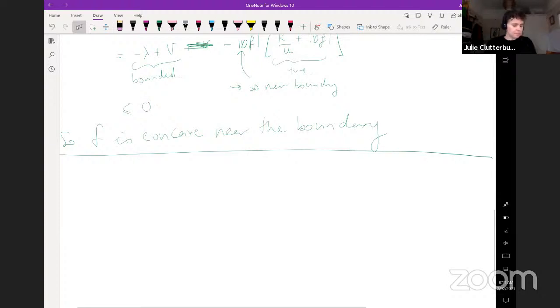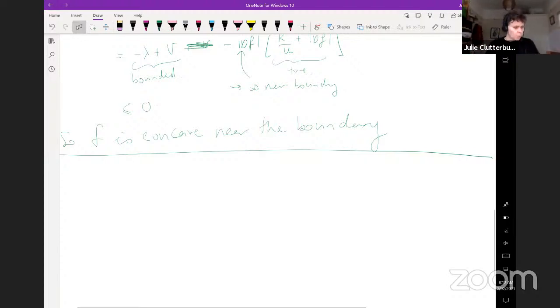Okay, and the reason why I'm doing this is because I think it's a really nice technique which sort of uses maximum principle ideas. The idea is that you assume that you're at some maximum of a function, and then you can use that assumed maximality to really say quite a lot about your function.